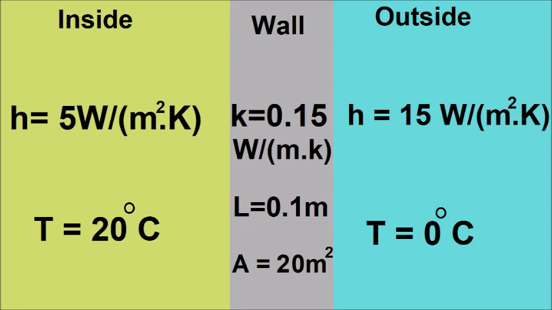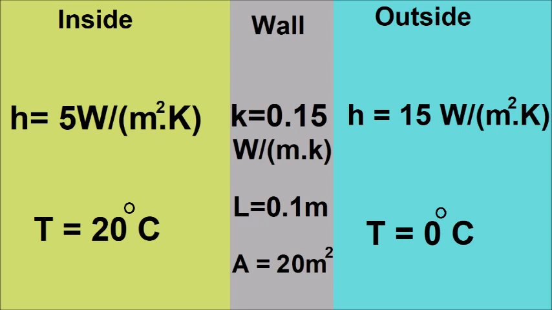Looking at the surfaces first, we see that heat flows due to convection. And on the inside for this example, the heat transfer coefficient is 5 watts per meter squared Kelvin, and the temperature inside is 20 degrees Celsius. And on the outside, we use a heat transfer coefficient of 15 because breezes on the outside will increase the heat transfer coefficient, even though inside and outside has the same fluid, air. Now the outside temperature is 0 degrees, or a 20 degree difference between the inside and the outside.